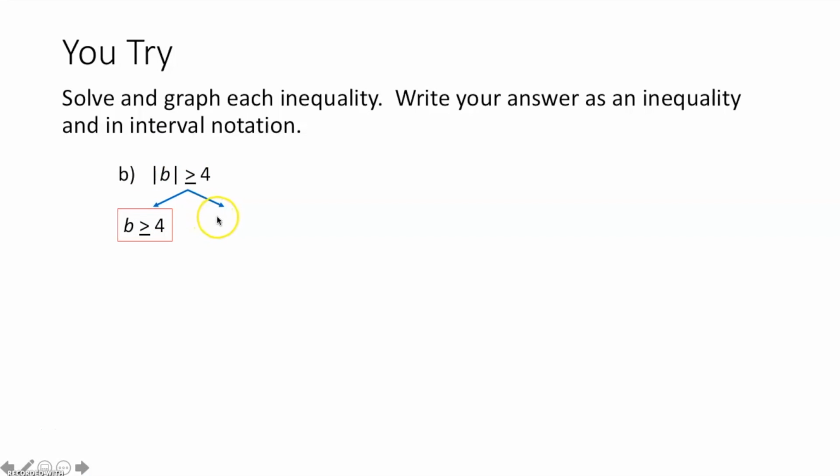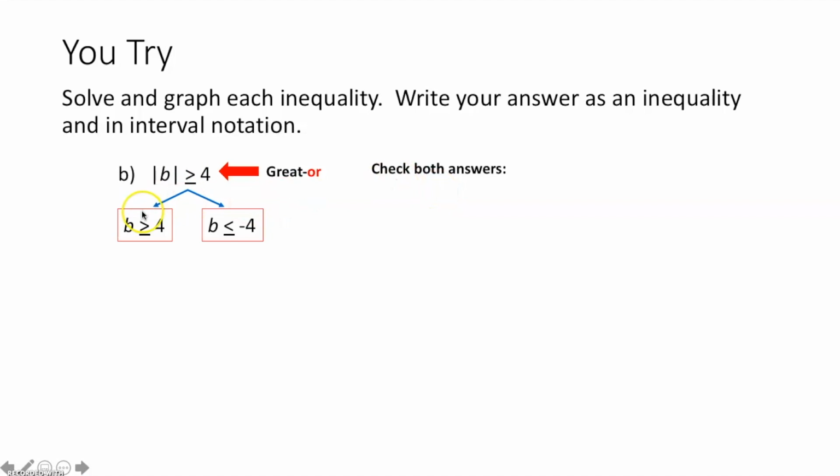The other inequality is going to be what's inside the absolute value stays the same. So it's going to be b. We're going to flip our sign, so it's going to be less than or equal to. And then over here, we change it to the opposite expression, so it's going to be -4. Now we decide, is this an and or an or compound inequality? Well, with my absolute value on the left, the inequality symbol is a greater than or equal to. Greater than or equal to means it's an or compound inequality.